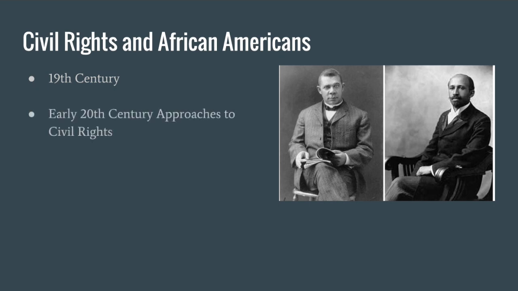In the early 20th century, we have a couple of approaches to civil rights. The two fellows pictured here had very different approaches. So the guy on the left is Booker T. Washington, who, by the way, was the first African American to visit the White House.